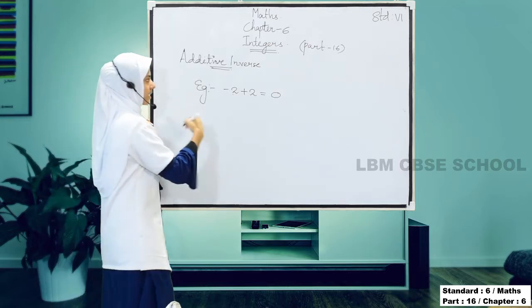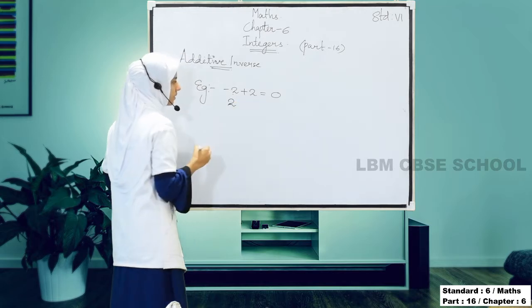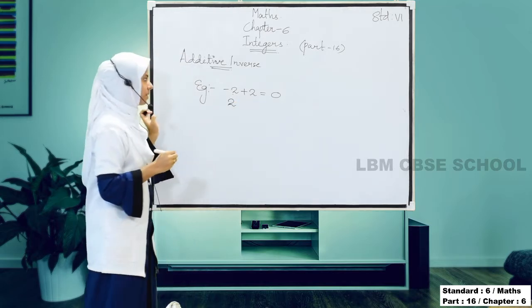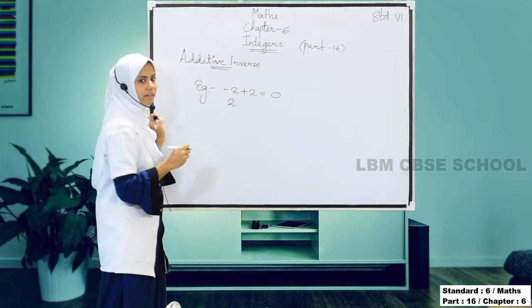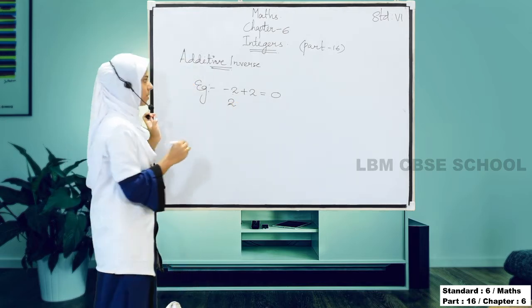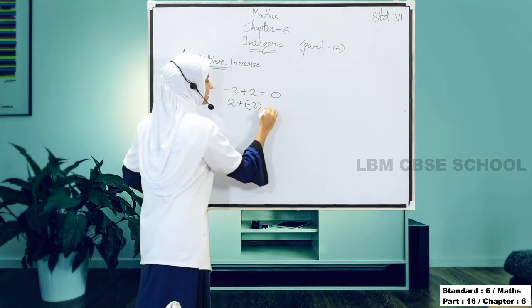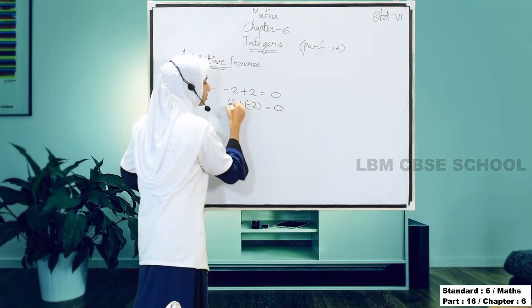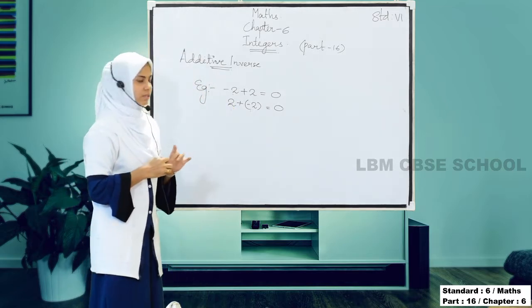Then we are taking this. First we are taking 2. When we add which number to 2 will we get the sum 0? When we add this plus -2, we will get the sum 0. Then -2 is the additive inverse of 2. Okay, do you understand that?